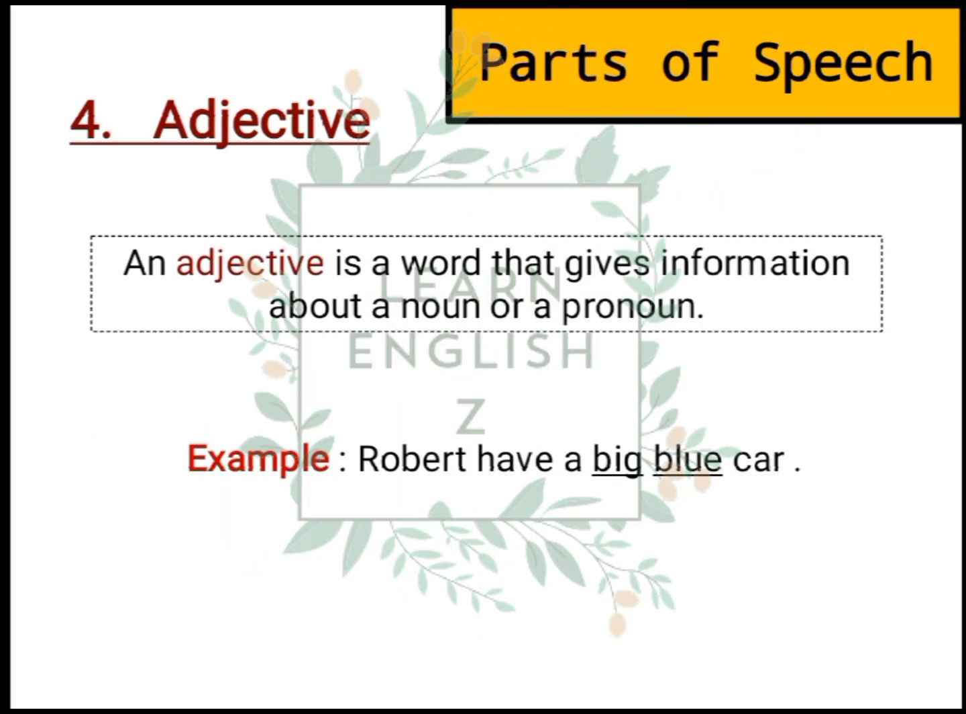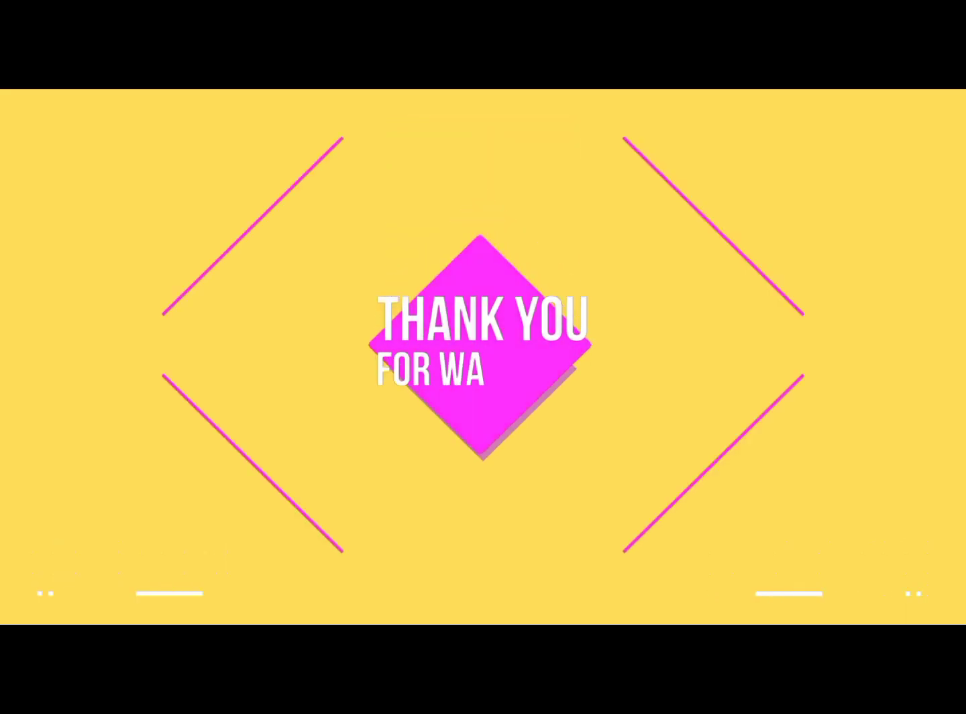The fourth part of speech is the adjective. An adjective is a word that gives information about a noun or a pronoun. Let's consider this example. Robert has a big blue car. In this sentence, we have 2 adjectives: big and blue. These 2 adjectives give us information about the size and color of the car, which is the noun that they modify. That's it for this video.